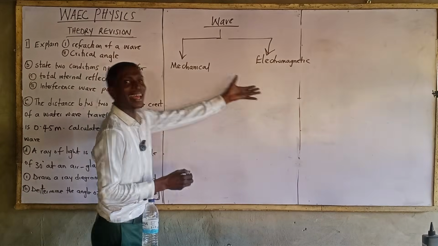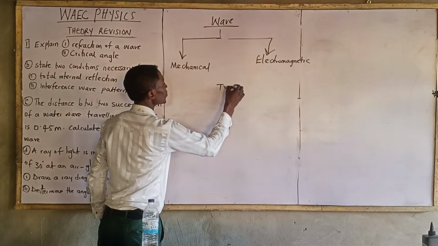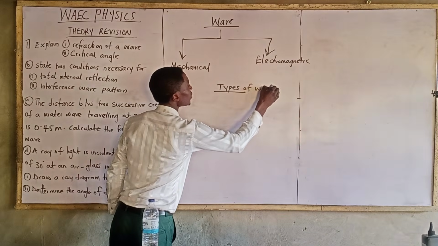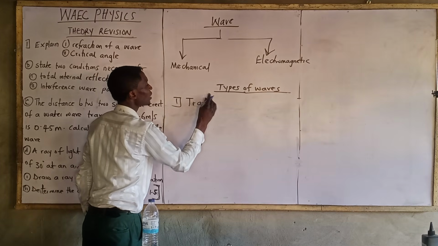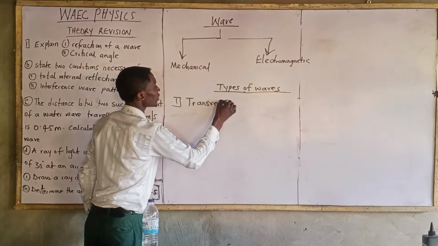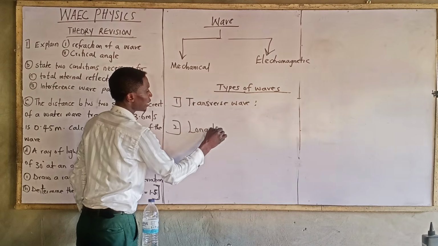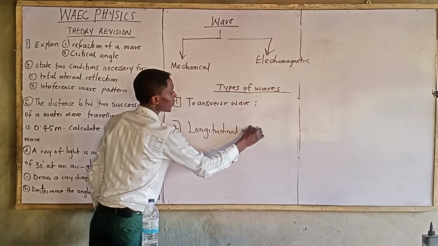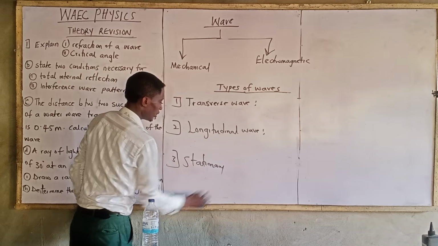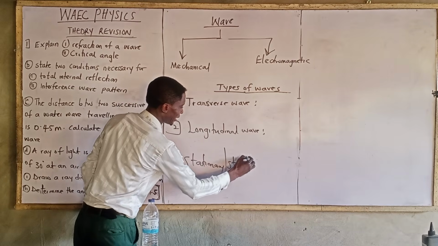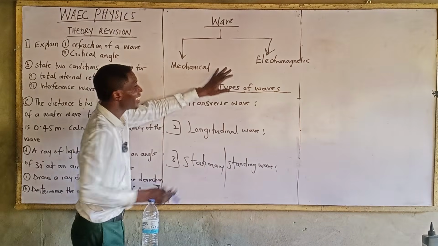All right, so these are the classes of waves. We also have what we call types of waves. Under the types of wave, we have the transverse wave, the longitudinal wave, then we have the stationary or standing wave. Okay, let's get this very clear: these are classes, these are types.